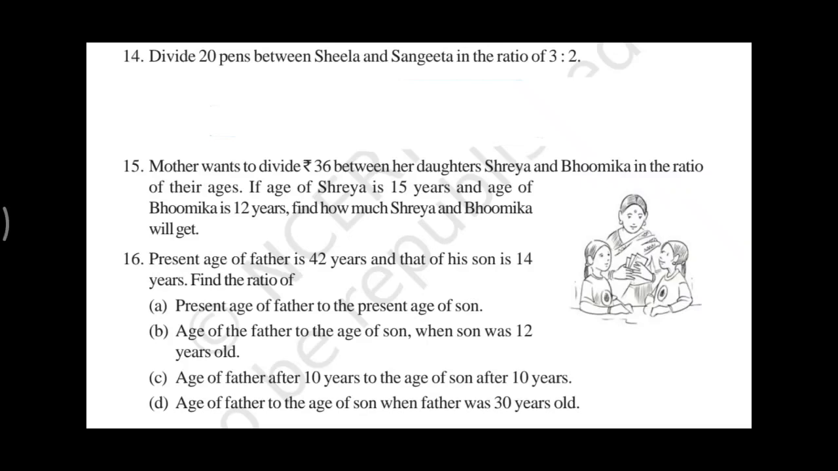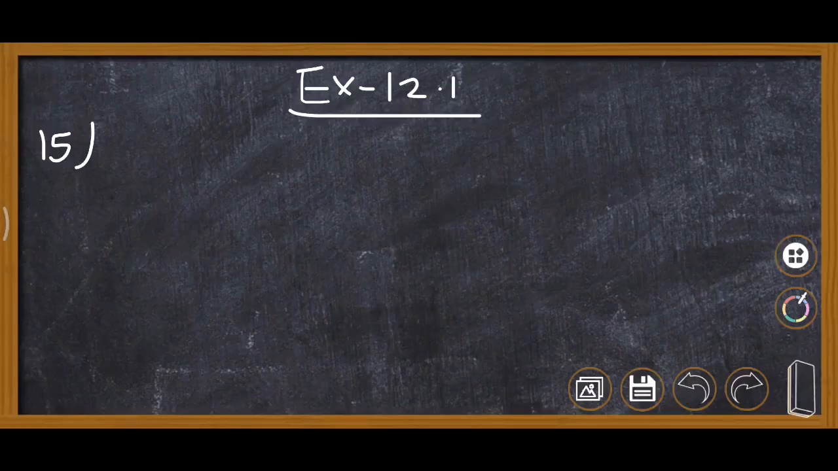This is question number 15. Mother wants to divide rupees 36 between her daughters Shreya and Bhumika in the ratio of their ages. If the age of Shreya is 15 years and the age of Bhumika is 12 years, find out how much money Shreya and Bhumika will get. Now in this question number 15, mother wants to divide 36 rupees between her daughters Shreya and Bhumika in the ratio of their ages.